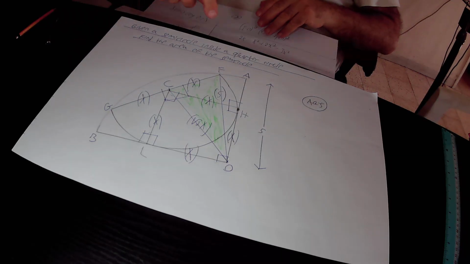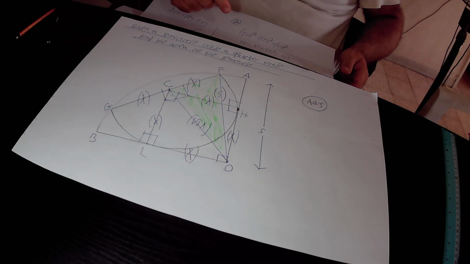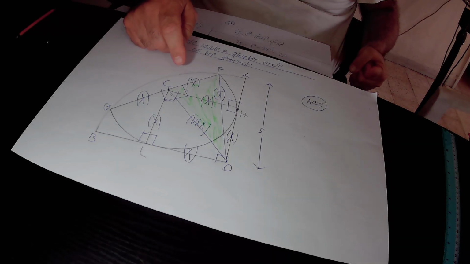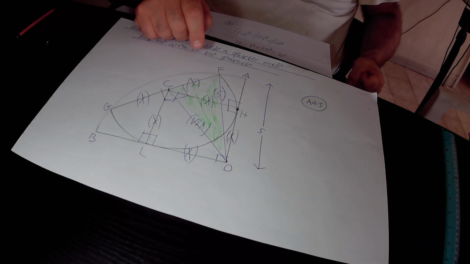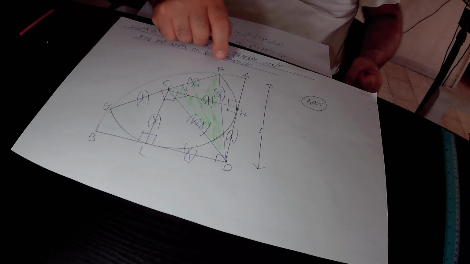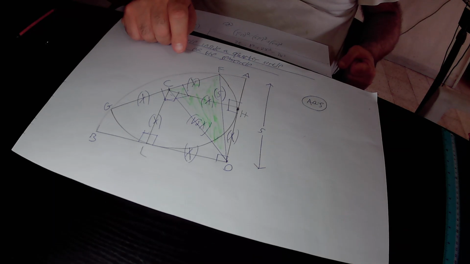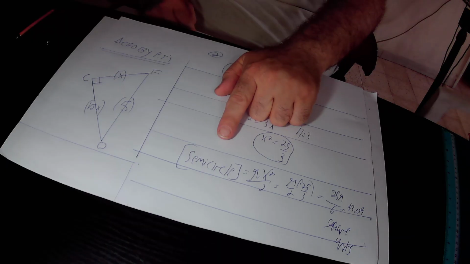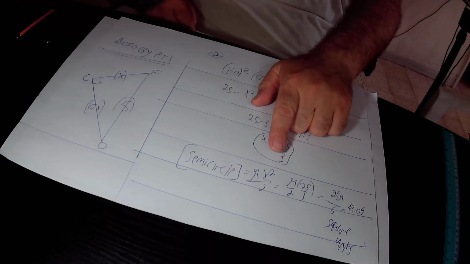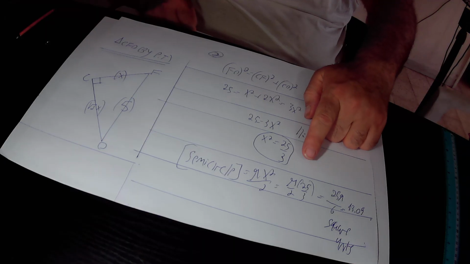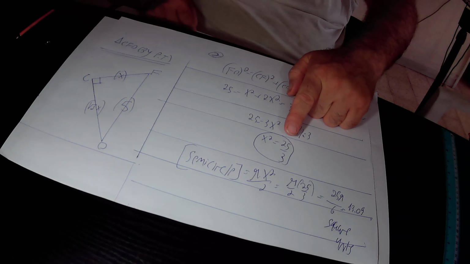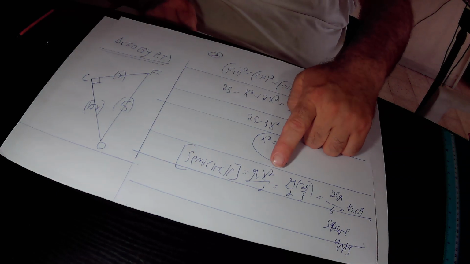Our mission is to find the area of this semicircle. What is the area of this semicircle? The area of any semicircle equals pi times the radius of the semicircle squared, over 2. The radius of this semicircle is x, therefore the area of this semicircle must be equal to pi x squared over 2, so it is pi over 2 times x squared. We just found that x squared equals 25 over 3. Therefore, we can substitute x squared in this equation by 25 over 3.